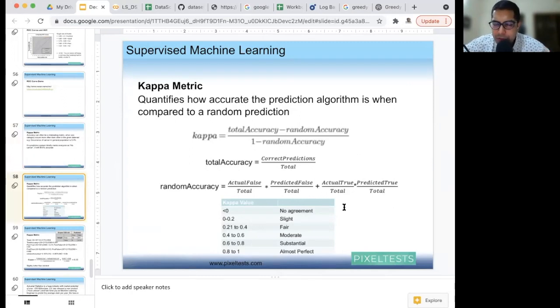It's beginning to take a lot of shape as well. Again, this is only formula based and theoretical at this time, meaning we'll go back and see these results in our Jupyter notebook. So how do we interpret that? If the kappa metric is above 80%, it's a great model. 60 to 80% is substantial. Less than 0.2 is really not a great kappa metric. So it's actual false divided by total, times predicted false divided by total, and so on. That's how we calculate the kappa metric.